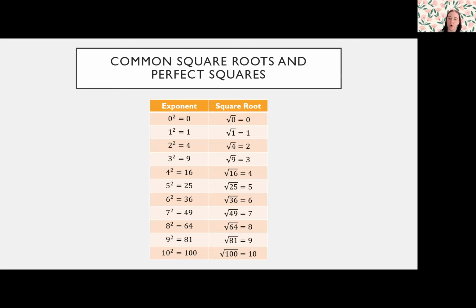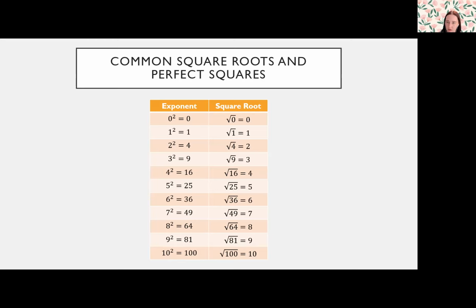You know when you can take square roots of these, because they are basically undoing each other. So 0 squared gives you 0, so the square root of 0 is 0. It goes the other way around. 1 squared is 1, square root of 1 is 1. Once you start getting into different numbers, it makes a little bit more sense.